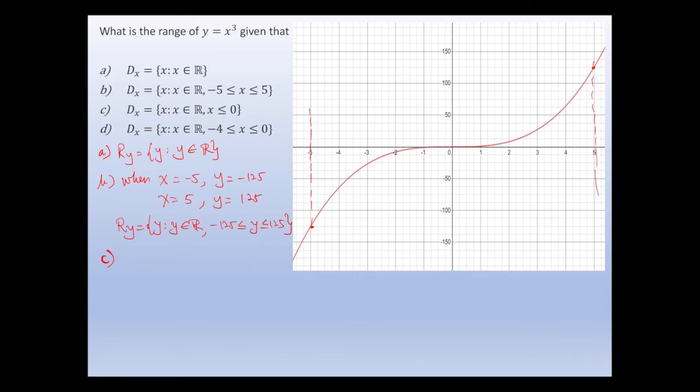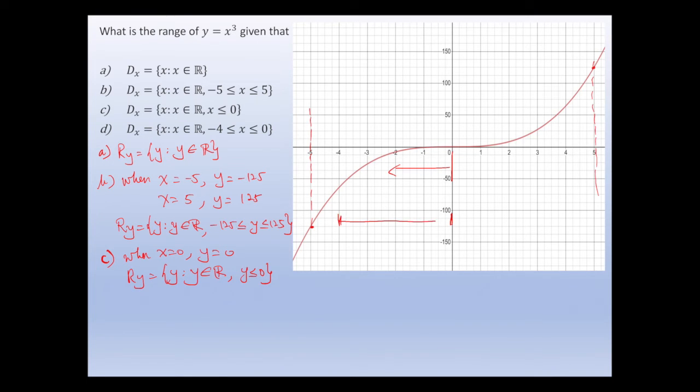Alright, let's pause the video for a while and I would like you to work on C and D. So for C, we are looking at the domain of less than 0. So you know that when x equals 0, y is equal to 0. Therefore, the range of y is y such that y is a member of the real numbers and y is less than or equal to 0.